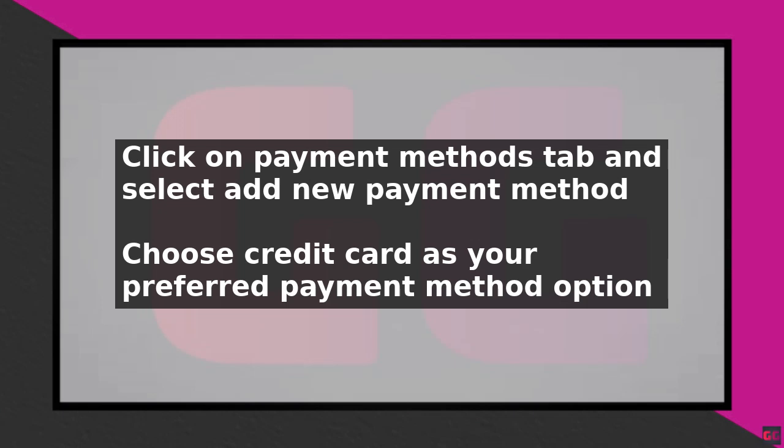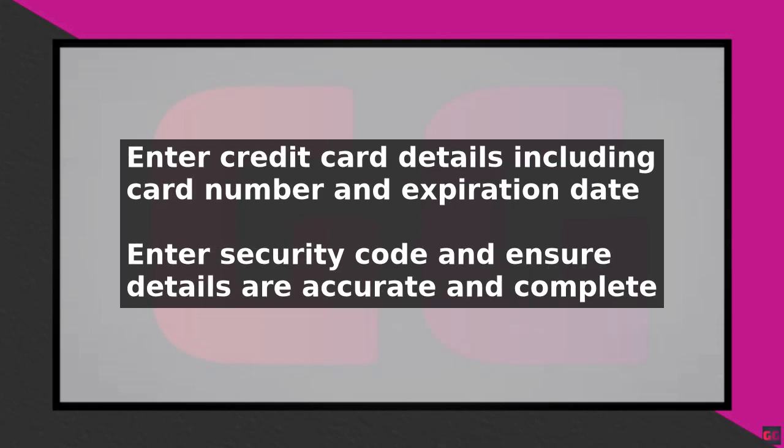Once you have entered your credit card details, click the Save button to add the card to your account. You may be asked to verify your identity through a verification code sent to your phone or email, depending on your account settings. After verifying your identity, your credit card will be added to your Stockx account and you can use it to make purchases.